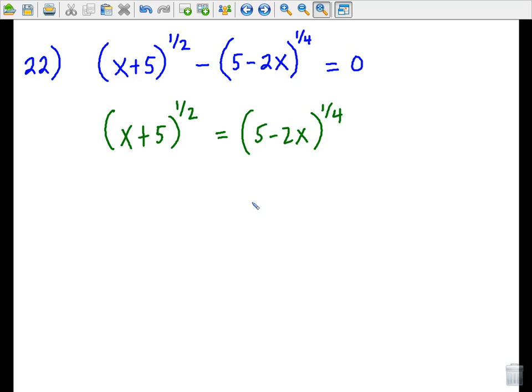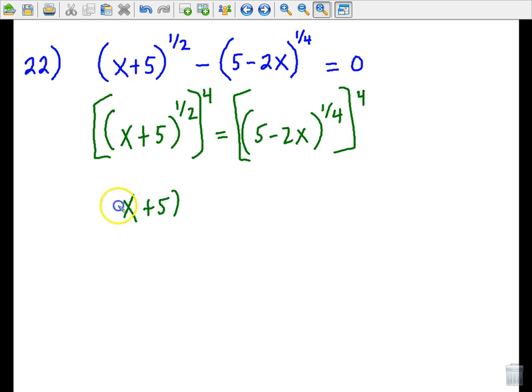Okay, so what is that number, Dalton? Okay, he's exactly right. Do you see why if I raise both sides to the fourth, that gets rid of fraction exponents in both cases? So that's the move I need to make. If I had raised both sides to the second, yeah, that wouldn't have removed the fraction on this side. So on the left side, I get x plus 5 squared. On the right side, I get 5 minus 2x.